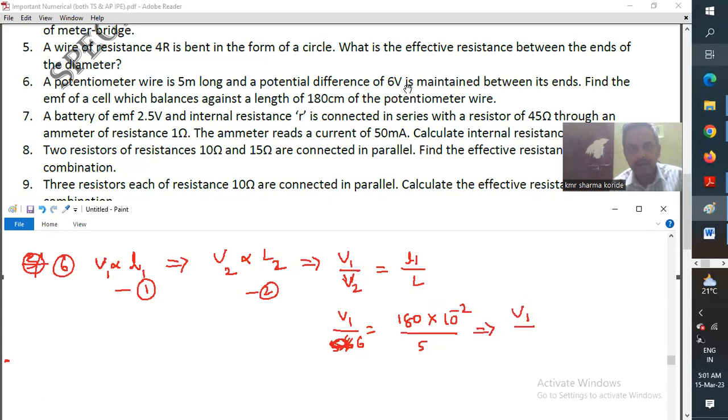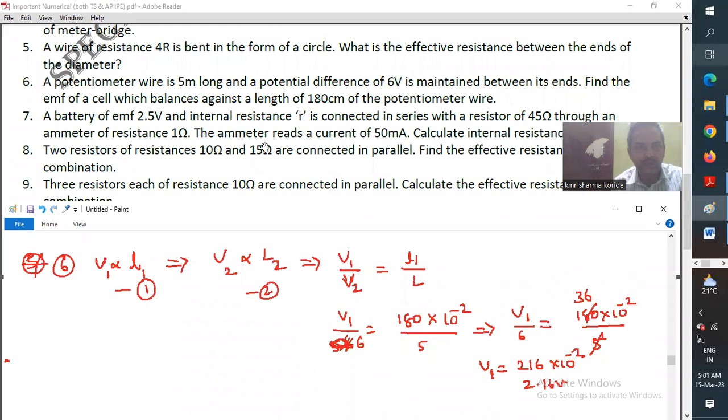V1 by the second case is 6 volts, 180 into 10 to the power of minus 2 divided by 5. So 5 into 36 is 180. 6 into 36 is 216. 216 into 10 to the power of minus 2. The answer is 2.16 volts.